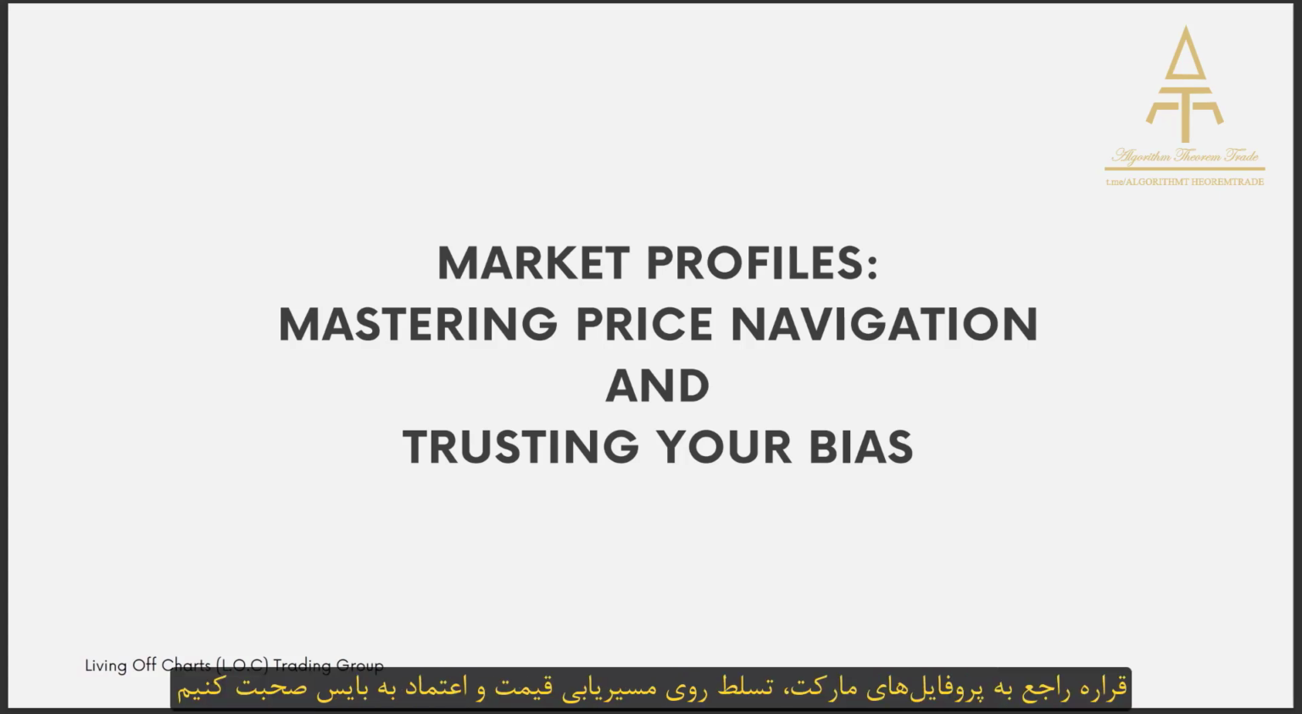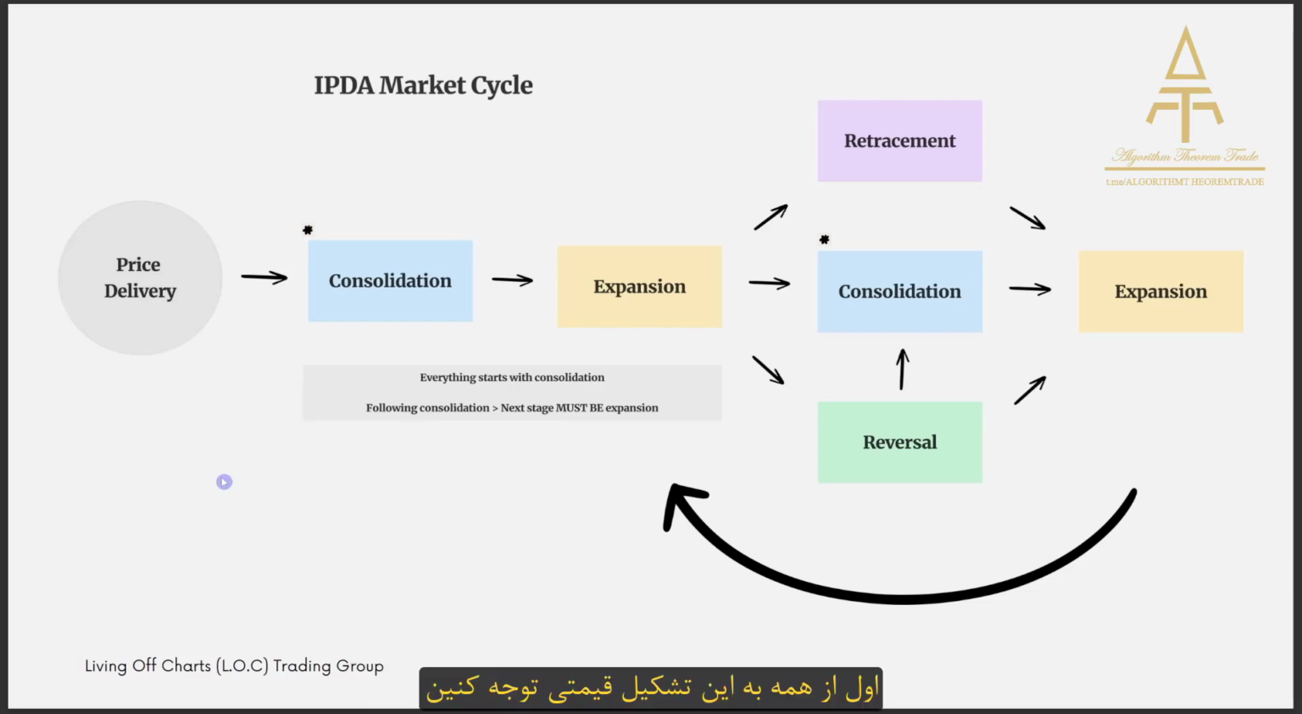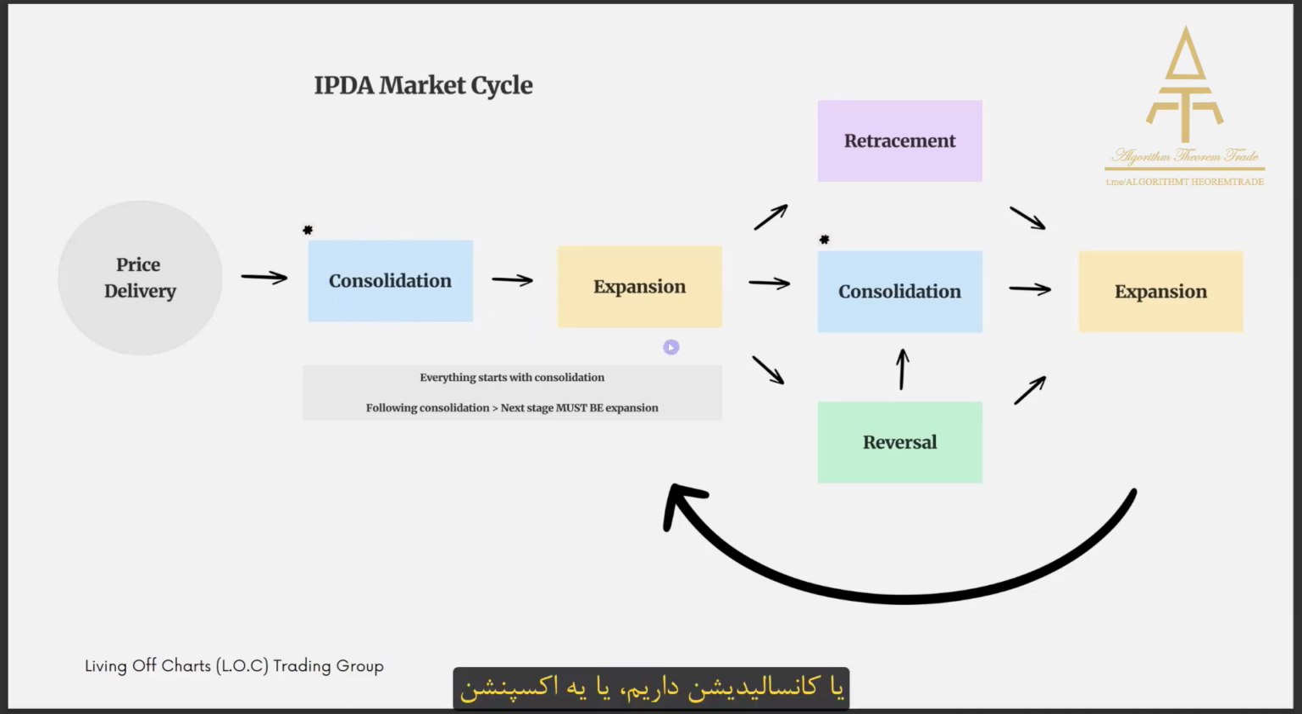We're going to be talking about market profiles, mastering price navigation and trusting your bias. Over here we've got a nice schematic of IPTA market cycles. Now what is IPTA market cycles? First of all, this is about price delivery. There are three things that can happen inside of an IPTA market cycle. We either have consolidation, or an expansion, or a retracement, or a reversal.